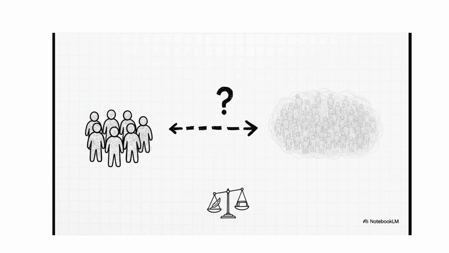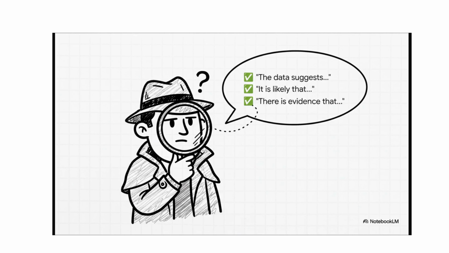Statistics isn't about proof, it's the science of managing uncertainty. We're dealing in probabilities. And because of that, the words you use are incredibly important. A good statistician, a good data detective, uses cautious and smart language. You say things like, the data suggests, or it is likely that. This shows you get it. You understand the limits of what you know.